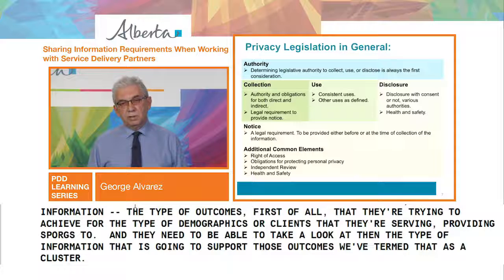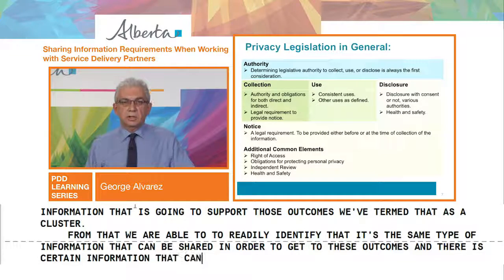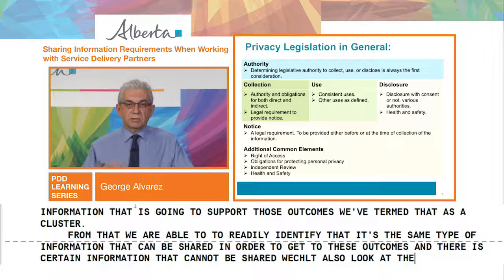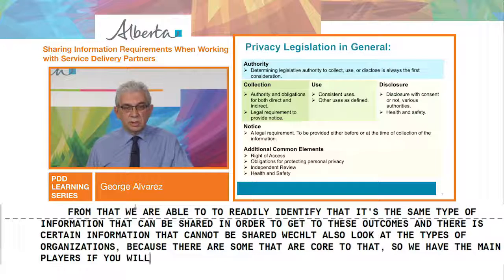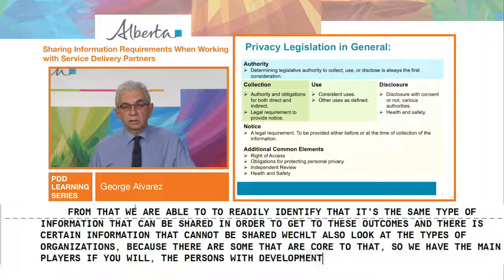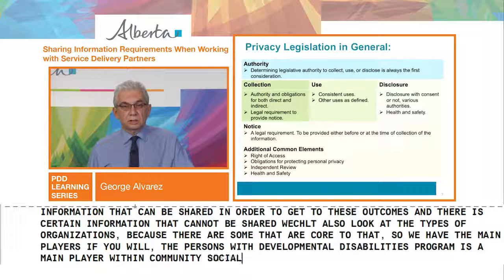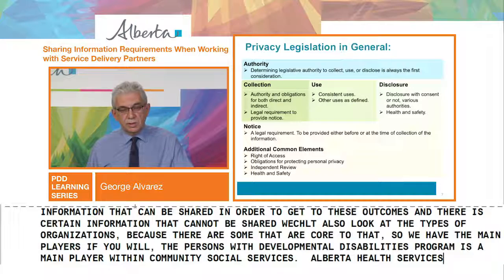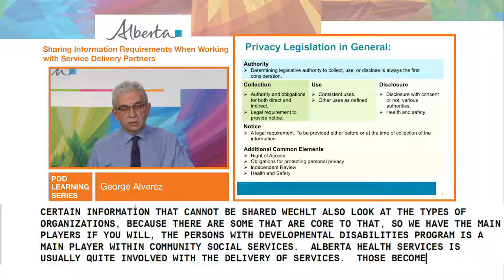From that, we're able to readily identify that it's the same type of information that can be shared in order to get to these outcomes, and that there's certain information that cannot be shared. We also look at the types of organizations because there are some that are very core to that. So we have the main players, if you will. The Persons with Developmental Disabilities Program is a main player within Community and Social Services. Alberta Health Services is usually quite involved with the delivery of services. Those become core players, if you will, within the services that are provided.